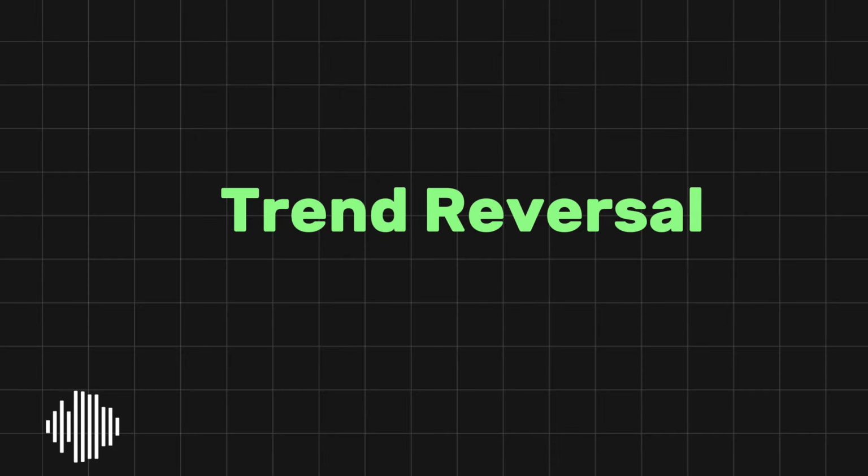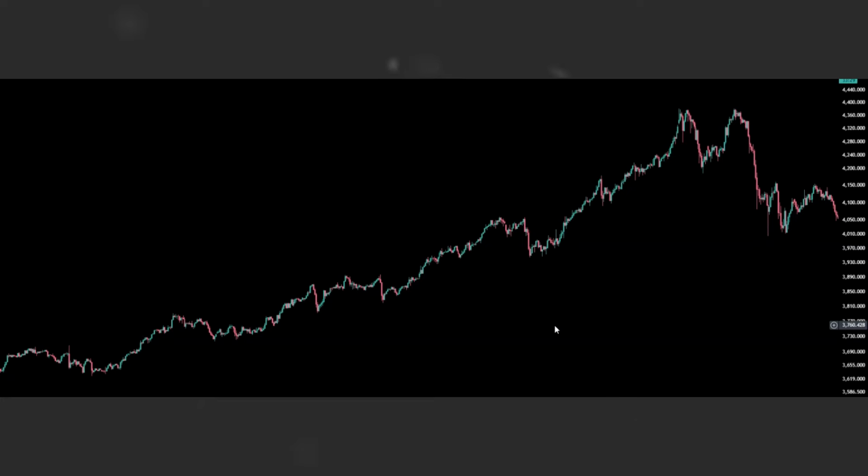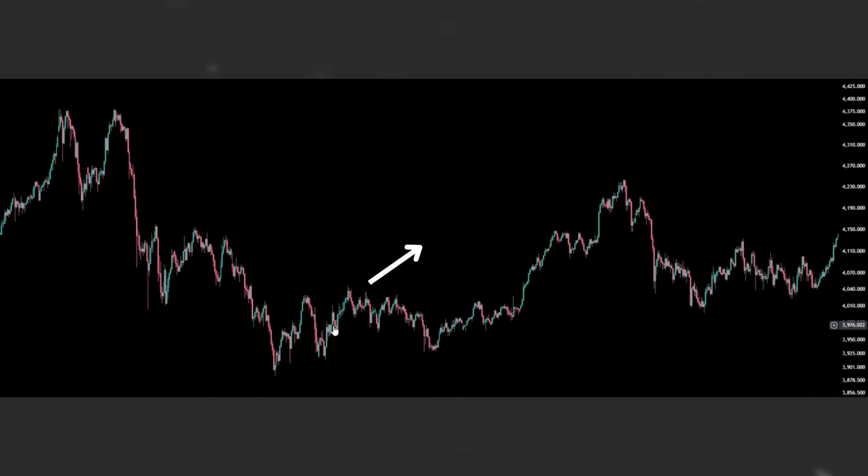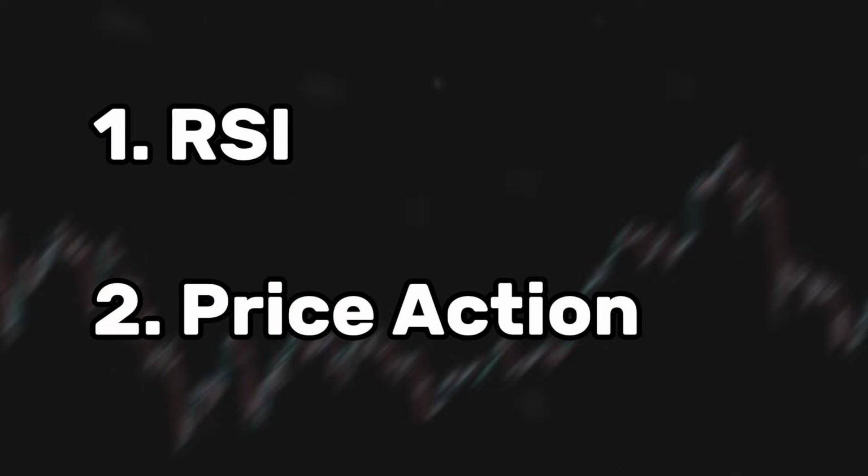Trend reversal. The second strategy is trend reversal. This is when the market changes direction. An uptrend becomes a downtrend, or a downtrend becomes an uptrend. Reversals are exciting because they can give big profits, but they are harder to spot. Detecting reversals relies heavily on technical analysis. The 2 key tools are RSI and price action.